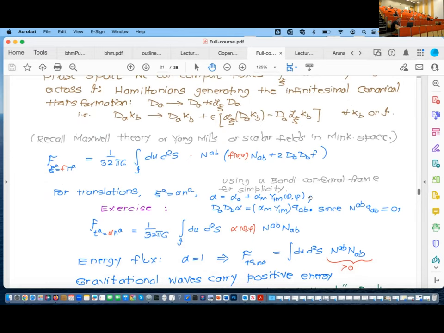For translations, it disappears because dA dB alpha for a translation, say in the Bondi frame, is proportional to the metric, and that hits NAB. NAB is stress-free. This is proportional to the metric, so I get zero. And that is why for translations, you just have this term. So from energy momentum, you can't tell anything about memory. You really need supertranslations to talk about memory.